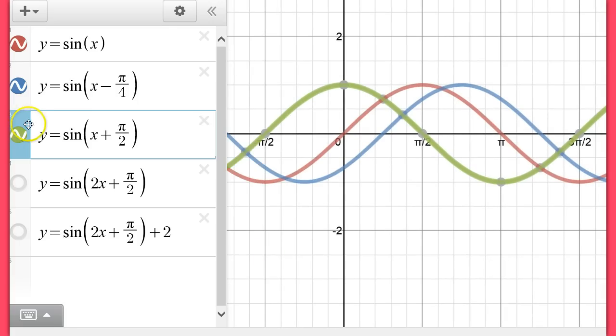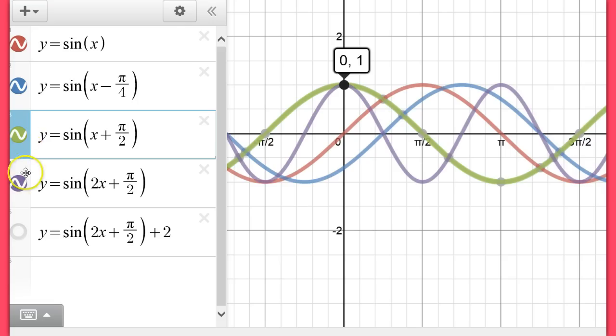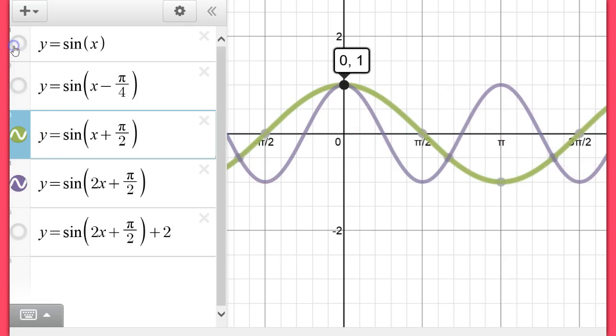But now when we add in this term here, this is really like what we're seeing in the bx minus c. When we have both a horizontal shift left or right and a horizontal compression or stretch, it's going to do something a little bit different. So let's look at the purple function in relationship to the green function, because these are very close to one another. So let's get rid of these two here.